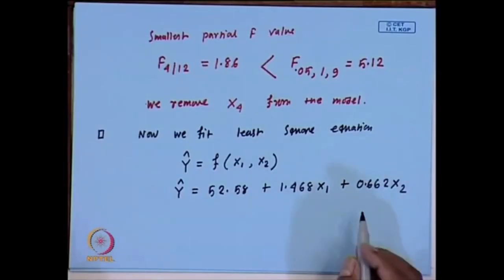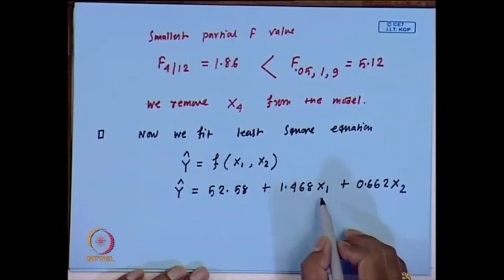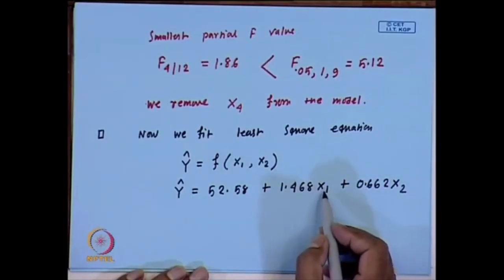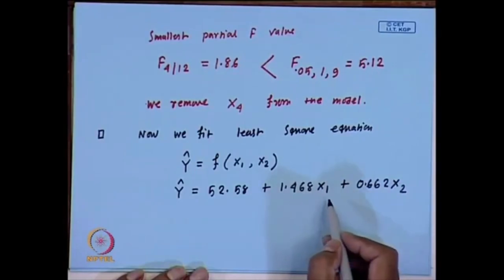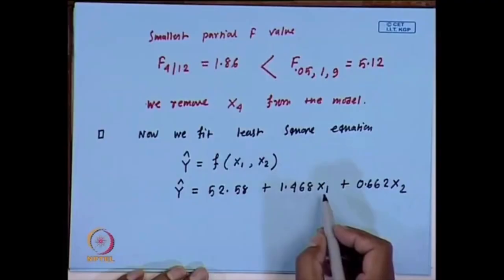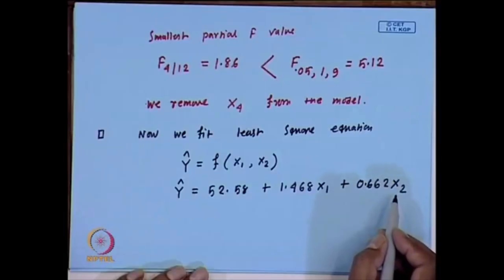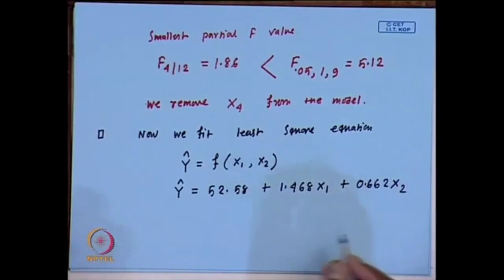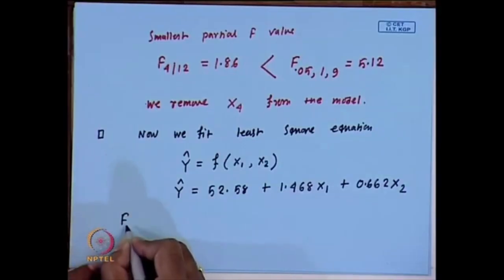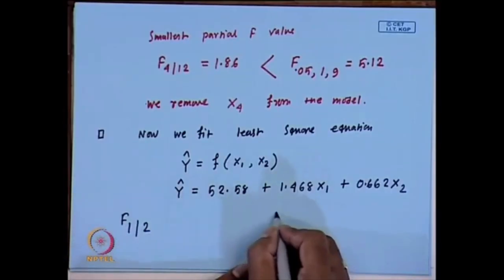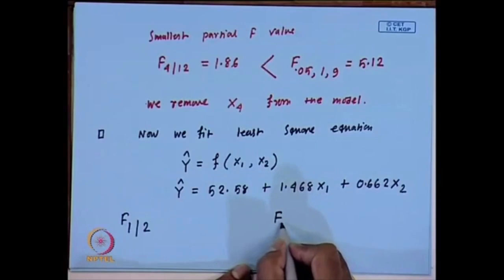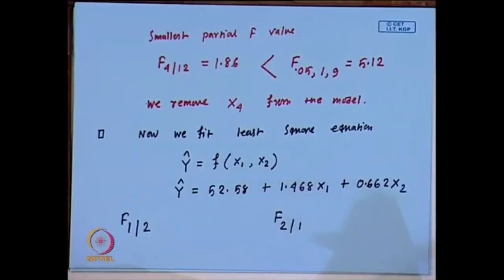Now, again we have a model involving x1 and x2. Now, we need to check whether we can remove any more regressors from this model. That means we have to check the significance of x1 in the presence of x2, and also the significance of x2 in the presence of x1. So, we need to compute two partial F statistics. One is the partial F statistic associated with x1 in the presence of x2, and the other one is the partial F statistic associated with x2 in the presence of x1, right.